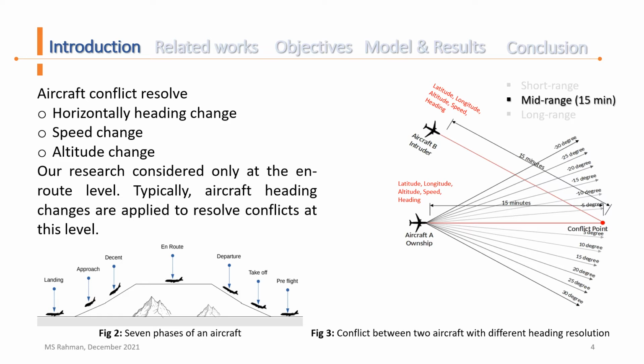At this en route level, typically aircraft heading changes are applied to resolve the conflict. These changes can be in different ranges of heading degree to the right or the left. In our case, we fix it from left 30 degrees to right 30 degrees by 5 degrees. So to resolve the conflict, the air traffic controller considers all the positioning parameters such as latitude, longitude, altitude, speed, headings of each aircraft involved in the conflict, then takes a decision to change the heading of one or more aircraft.